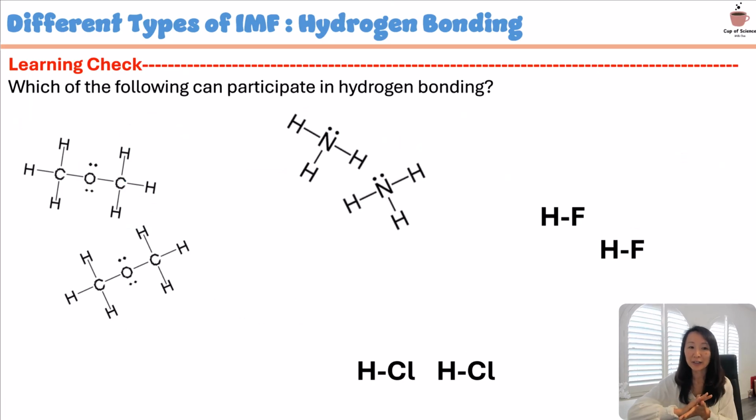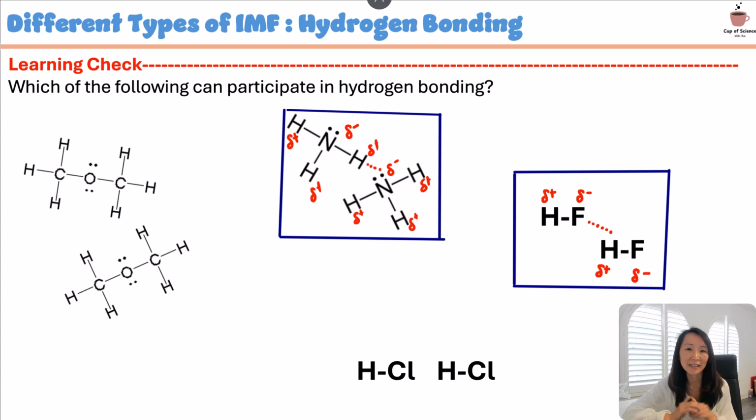Now let's do a learning check. Which of the following can participate in hydrogen bonding? So try to see where you can even put the partial charges, and then come back and check this video, and we'll go over it together. And here is the key. The ones in the boxes are the ones that are participating in hydrogen bonding.